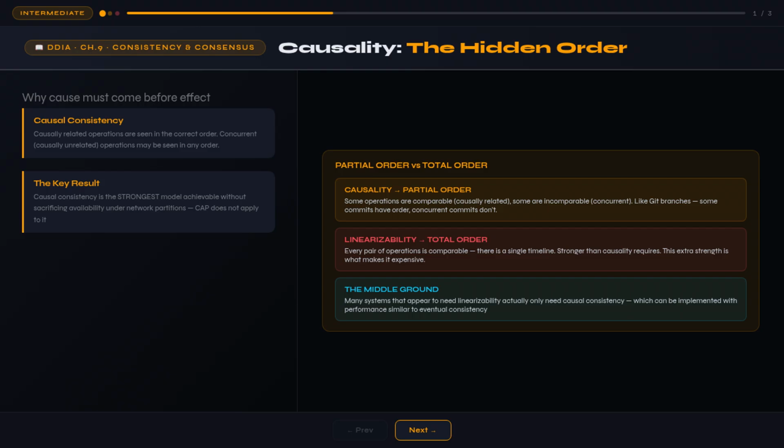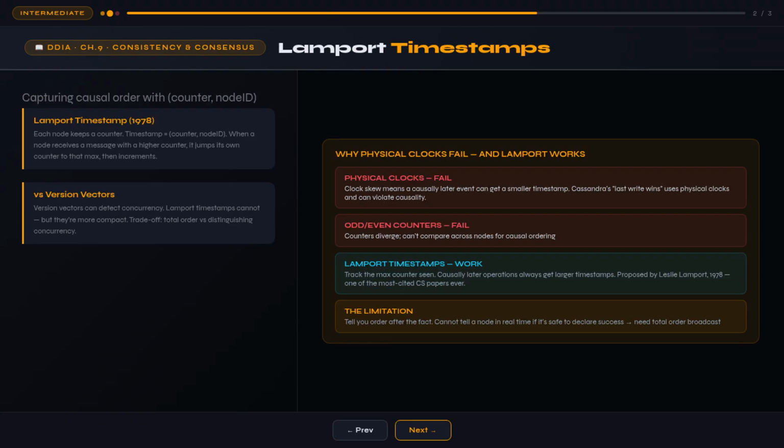The key insight from this chapter: causal consistency is the strongest consistency model you can achieve without sacrificing availability under network partitions. If your system only needs causal ordering, not full linearizability, you can have performance and availability that resembles eventual consistency, while still maintaining meaningful correctness guarantees. So we want to capture causal order without the overhead of linearizability.